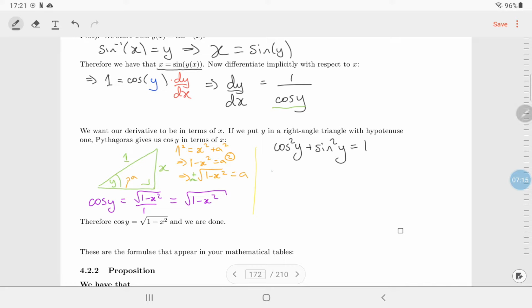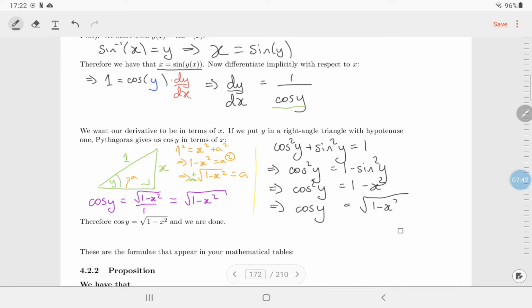Now we're looking for cos squared y, so we take away sine squared from both sides. And now we use the thing that's up the top of the middle of the page. Sine of y is x, so sine squared of y is x squared. And then we take the square root of both sides.